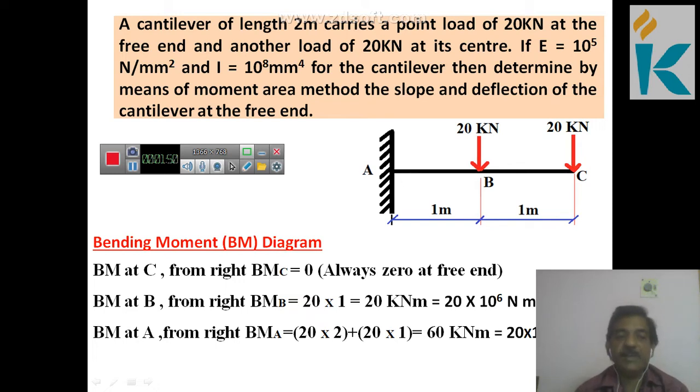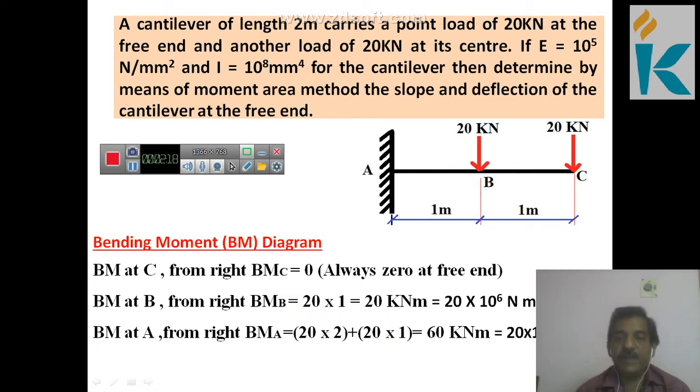Next, bending moment at B, that is at center. So you are finding from right side. At B the formula is force into distance, vertical force into horizontal distance. Vertical force is 20 into 1, that is 1 meter. So 20 kilonewton meter. That is converted into Newton millimeter, that is 20 into 10 power 6 Newton millimeter.